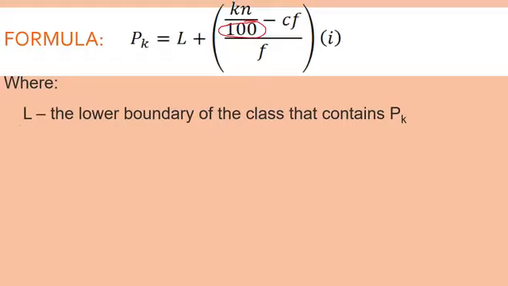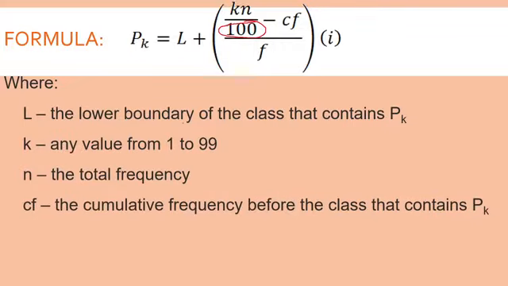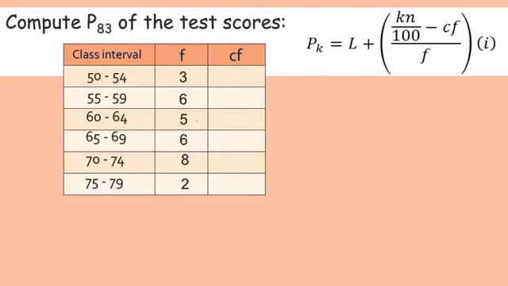Take note, L is the lower boundary of the class that contains the percentile. The K here is any value from 1 to 99. N is the total frequency. CF is the cumulative frequency before the class that contains the percentile. F is the frequency of the class where the percentile is located. And I is the class size. Now let's begin with our first example.